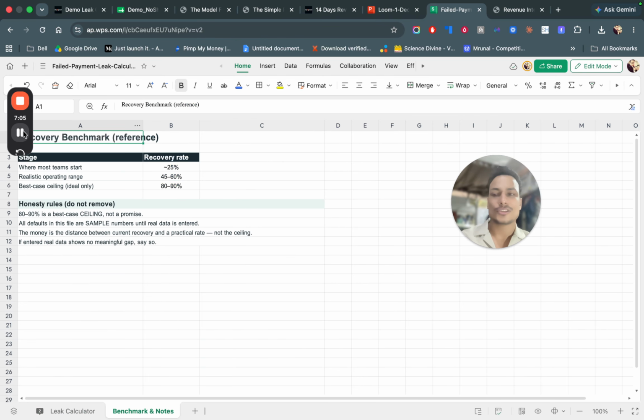Let me show you the benchmark. Where most teams start is 25%. The realistic operating range is 45 to 60%, and the best case scenario is 80 to 90%. If you have this much of a recovery rate, that's the perfect point here. So this is what you need to check. If you have any questions, let me know.